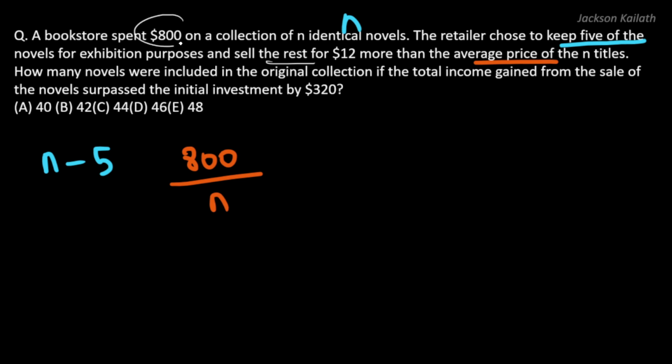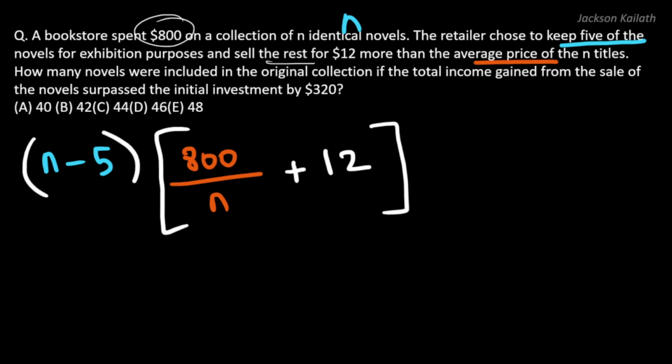So the cost over here was $800 and you have N novels. So the average would be 800 by N, and he's selling these N minus 5 novels at $12 more than the average. So that's 800 by N plus 12. So the total amount of money that he would be making is N minus 5 into 800 by N plus 12.